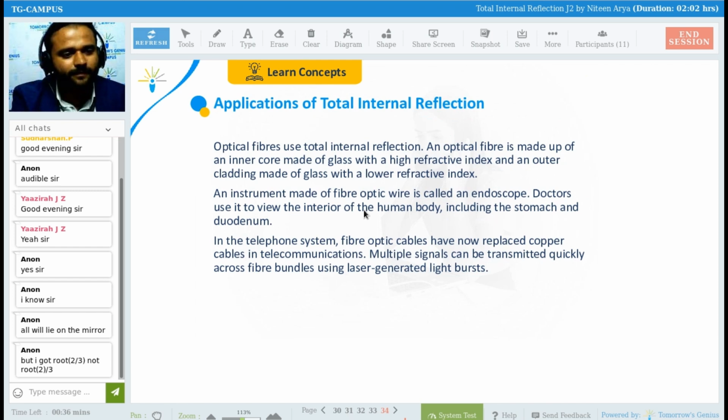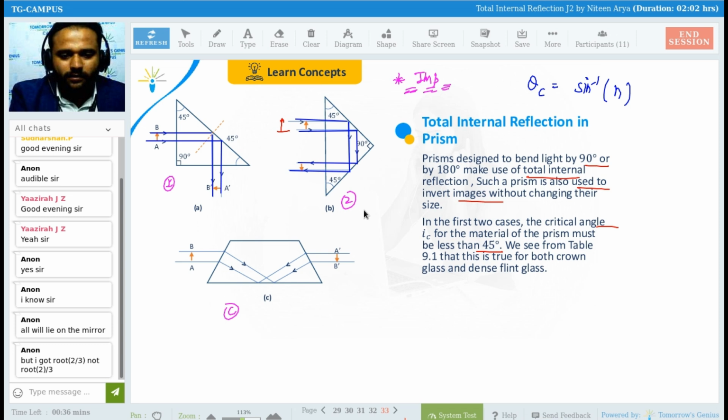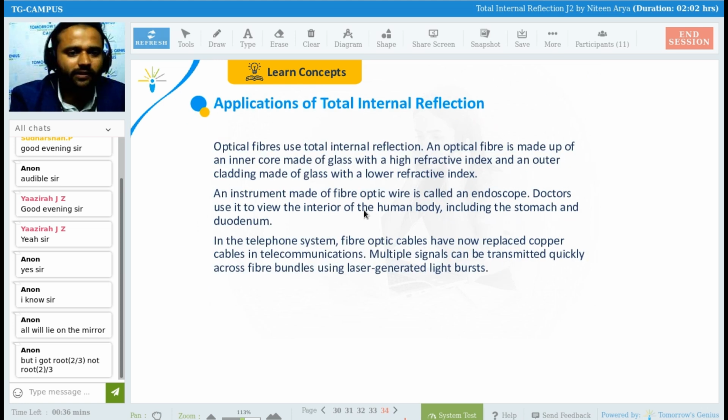Is this clear, beta? This is maybe taken from a particular textbook, so that particular thing which is not given here is not necessary.